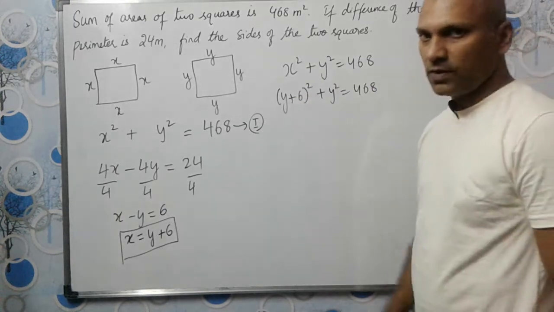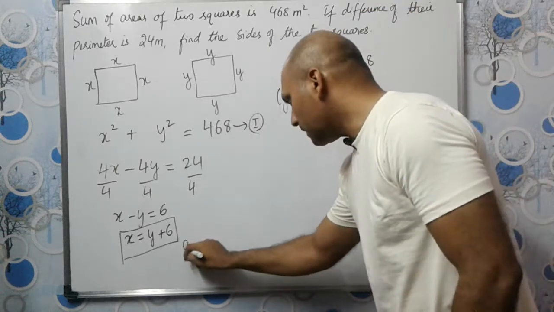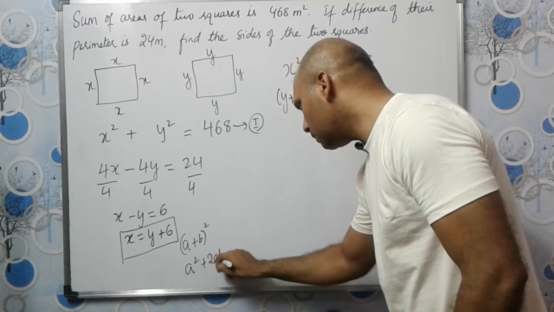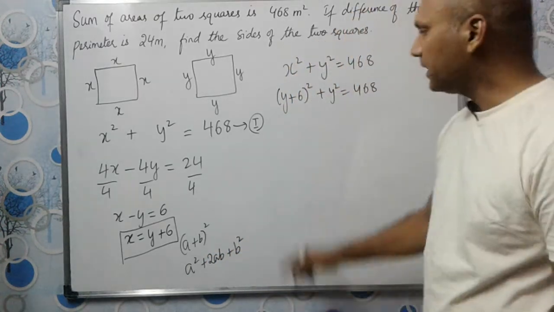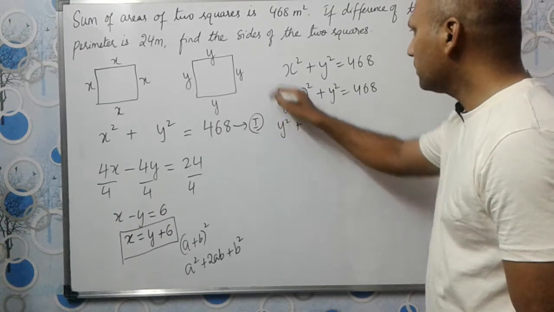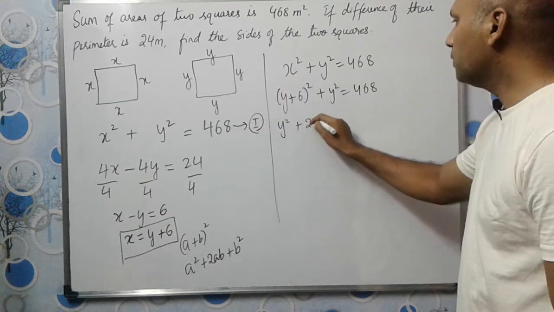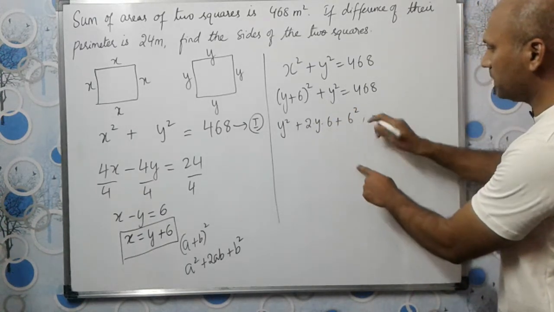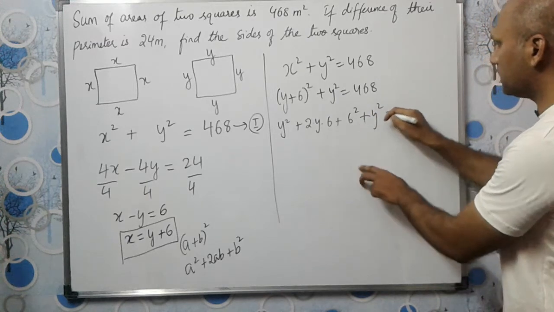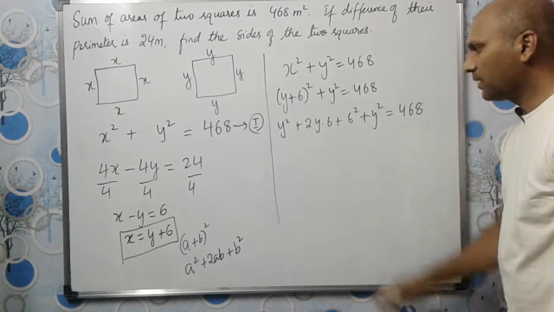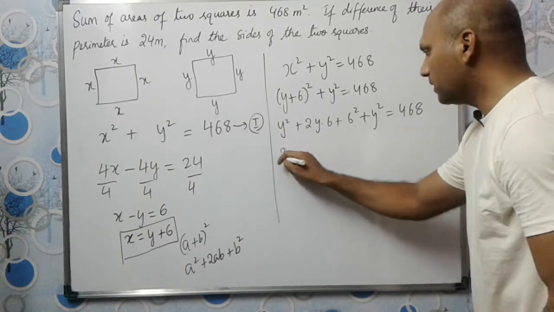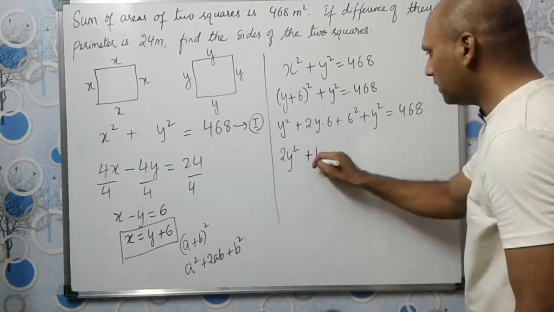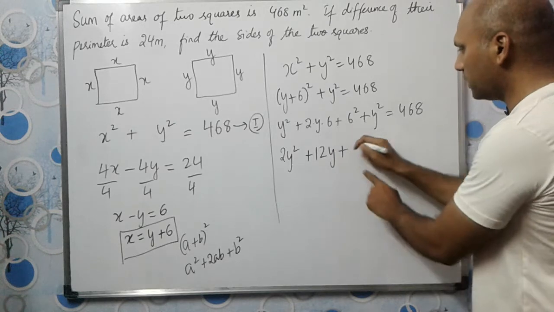Expand using the a plus b whole square formula. What is the a plus b whole square formula? It is equal to a square plus 2ab plus b square, right? So this will be y square plus 2 into a into b plus b square, plus y square is also there, right? So this is y square is equal to 468. y square plus y square will give us 2y square plus 2 sixes are 12, so this is 12y plus 6 square is 36.